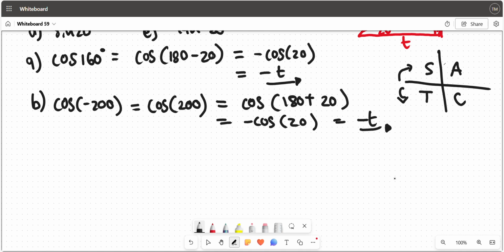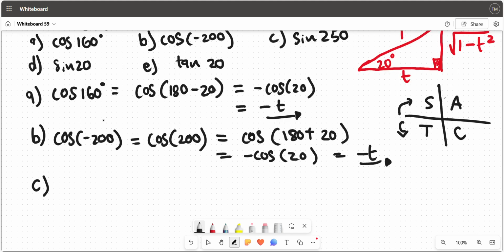Hope you guys are seeing what's happening there. And then C, we have sine of 250 degrees, right? So again, let's reduce this. I'm going to use 270 to reduce it. So 270 minus 20 would give me back to that 250.